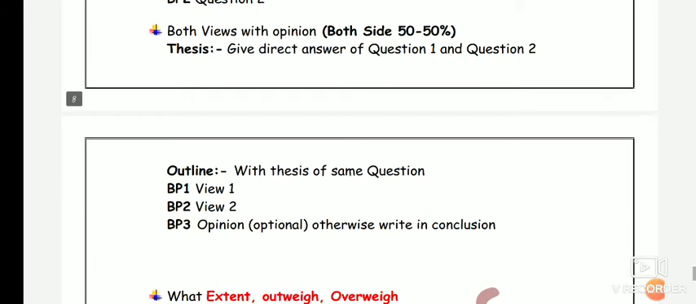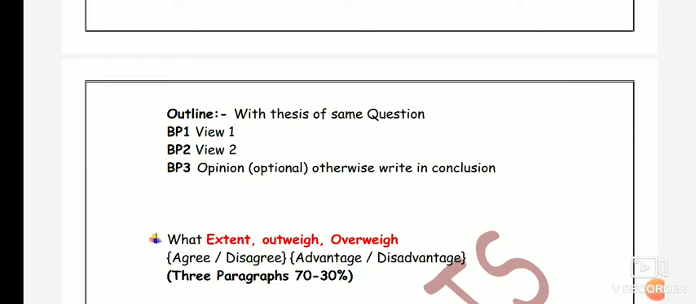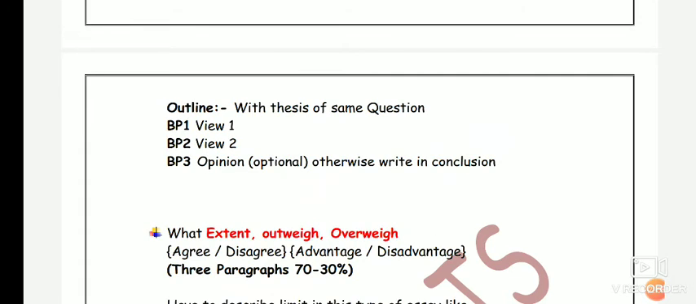Now there is some additional work which we have to do in this type of category. For that we can make BP1, then we can make BP2. This pattern is basic. Now the additional thing is that we can also make BP3. For that we have to write our opinion in it. It is also kind of an optional one. If you don't have any opinion or you have no explanation about it, then you can just attach your opinion with the conclusion, nothing else, no extra work you have to do. Just give "according to me" or "from my perspective", anything, just give your opinion in BP3 or give your opinion in the conclusion.